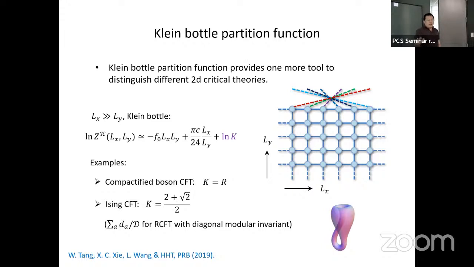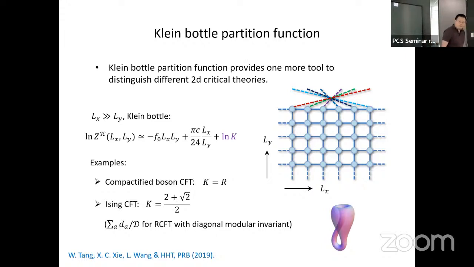So this actually belongs to a special family of so-called rational conformal field theories, where you only have a finite number of primary fields. In the more general case, this would be just a sum over the quantum dimensions of the primary fields divided by the total quantum dimension. So for the Ising CFT, you would have 3 primary fields: identity, sigma, and psi. Identity and psi have quantum dimension d equal to 1, and the sigma field has quantum dimension square root of 2. So total quantum dimension is 2, so then you get this number. And of course, for other CFTs, you just plug in the numbers into this formula and get this universal k.